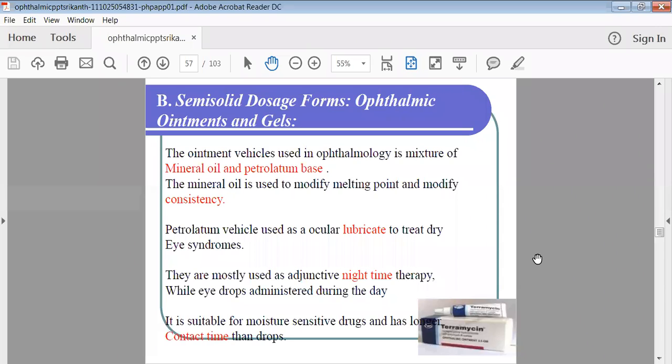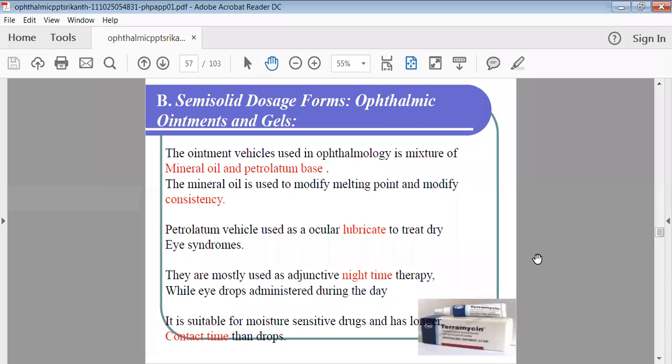So that's why they have more contact time with the drug, and that's why the drug will be released nearly 100% or 90% into your eye cavity, or it will be absorbed because of the more contact time. So compared to eye drops, eye suspensions or totally liquid dosage forms for the eye, ointments and gels have more viability.